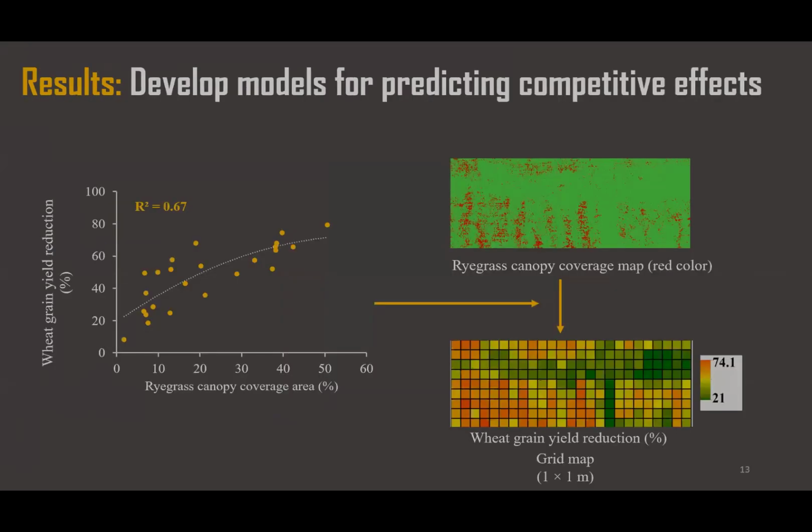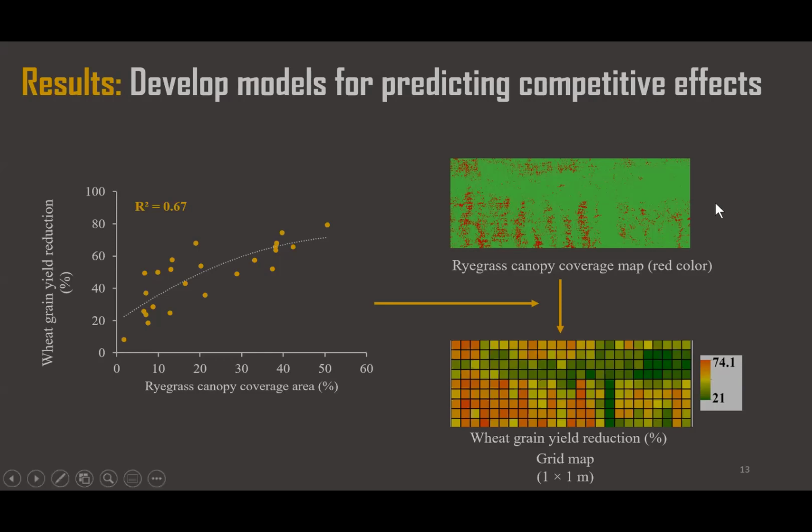Moving to the results from objective 2, which was to use the image-derived information to predict the effect of ryegrass on wheat grain yield reduction percent. On the left-hand side, we can see a regression graph where the x-axis is ryegrass canopy coverage area in percentage, and the y-axis is wheat grain yield reduction percentage. We can see that ryegrass canopy coverage area did a pretty good job in predicting wheat grain yield reduction, with an R-square value of 0.67.